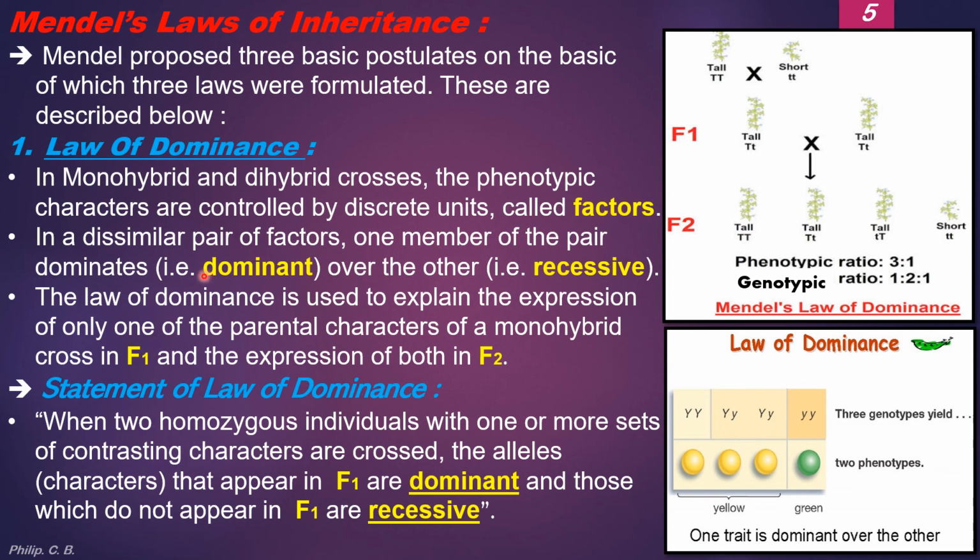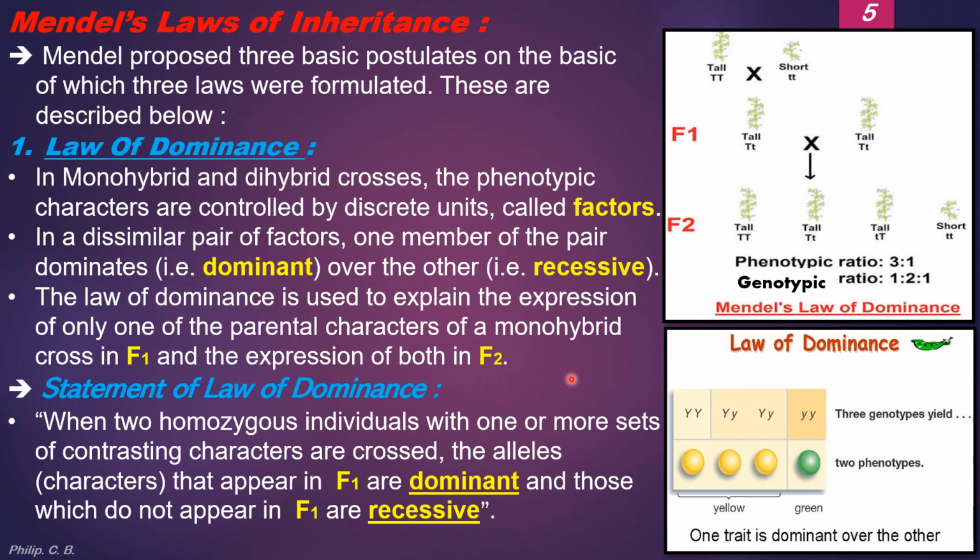Further, in a dissimilar pair of factors, one member of the pair dominates, that is, it is dominant over the other, which is recessive. So as we saw in the phenotypic ratio, the dominant characteristic is seen in the offspring, whereas the other character, dwarfness, is present but not seen or expressed, which is termed recessive. The law of dominance is used to explain the expression of only one of the parental characters of a monohybrid cross in F1 and the expression of both in F2.